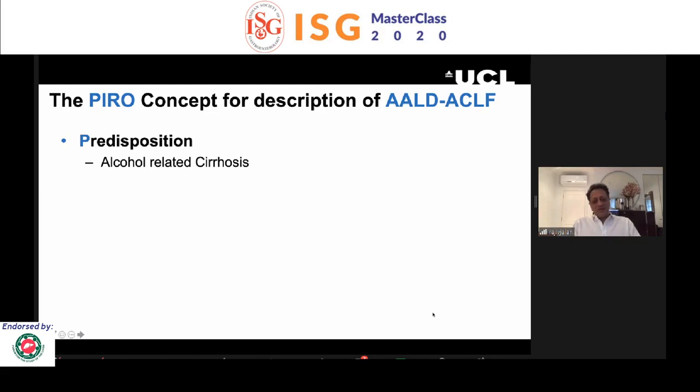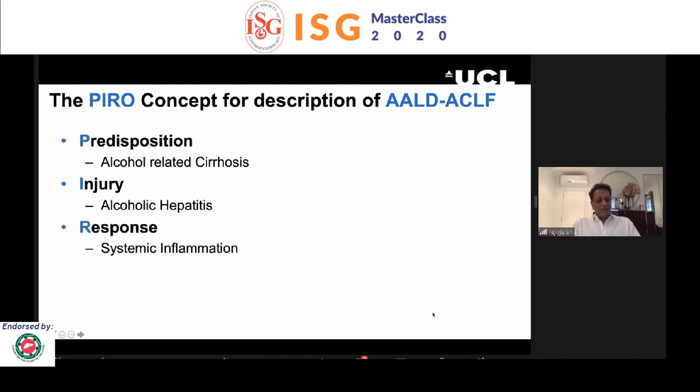So here, what I'm saying is that this guy has got alcohol-related cirrhosis, which is his predisposing event. He's 52 years old. And as you'll see, both those events are likely to be important. His injury is likely to be acute alcoholic hepatitis on the background of alcoholic cirrhosis, which is the injury in his situation. His response is with systemic inflammation.